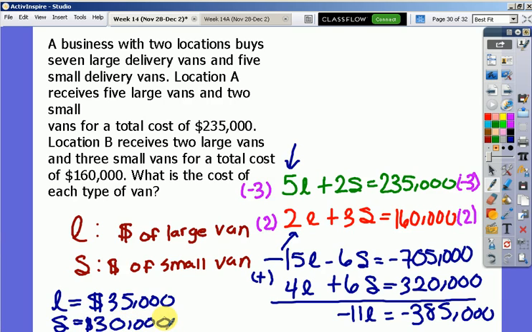Do you have any questions about that? Keep in mind that it's not always as simple as just adding straight across. You may have to manipulate one or both equations.